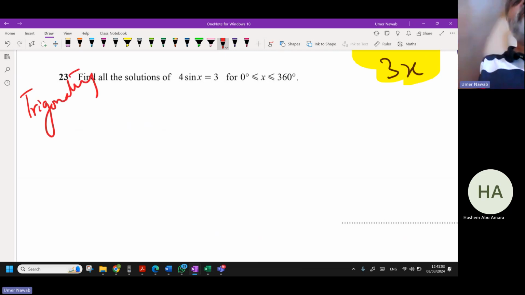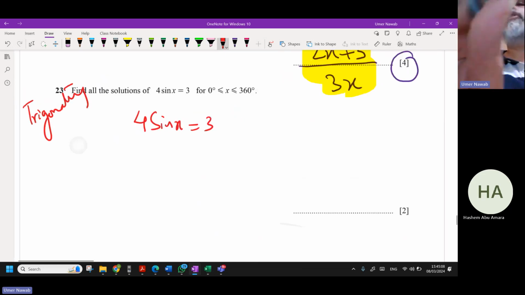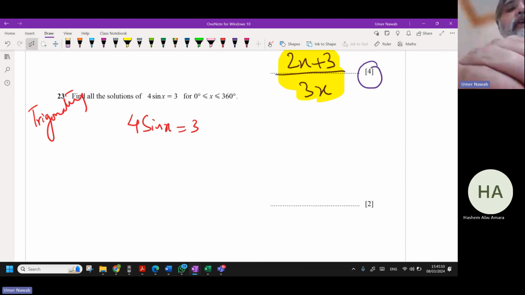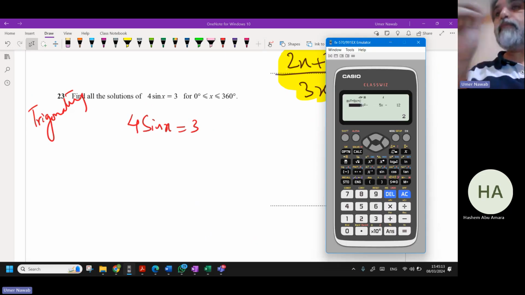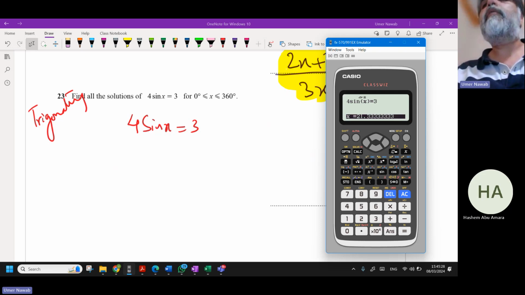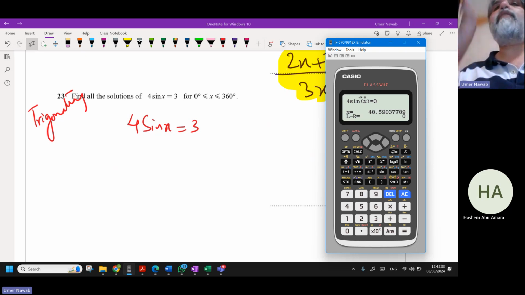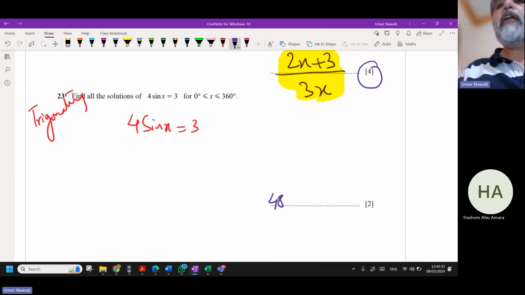I want to solve this equation: 4 sine of x is equal to 3. If a student wants to get the answer directly, he doesn't know anything, he will write it into the calculator. Go to the computing mode of a calculator. 4 sine of x, bracket close, equals 3. Okay, shift solve. And starting from 0, let's check what is my guess. 21. I need to press equal sign. Calculator gave me the answer 48.59. So first answer is 48.59.